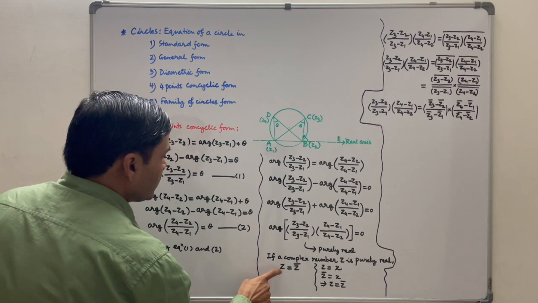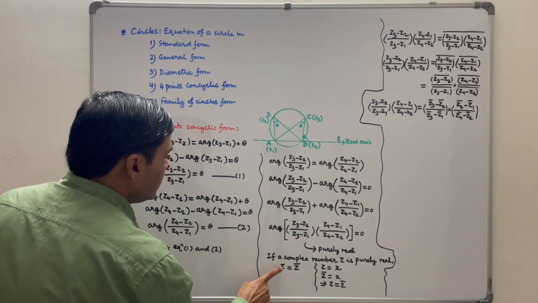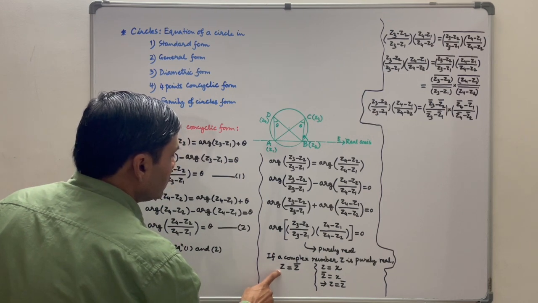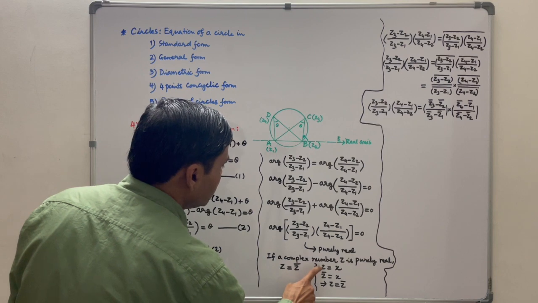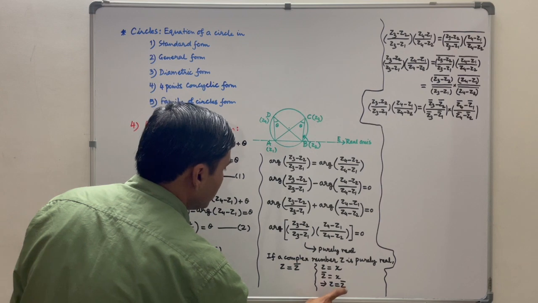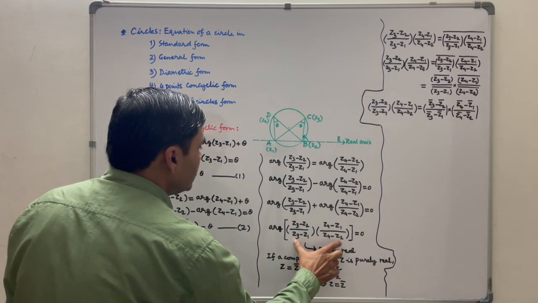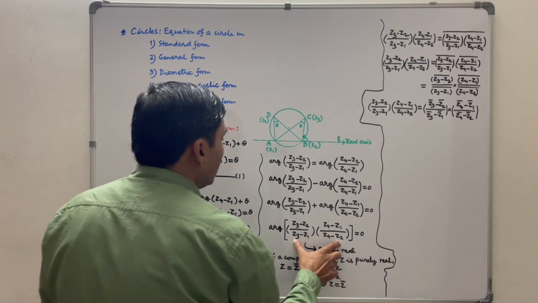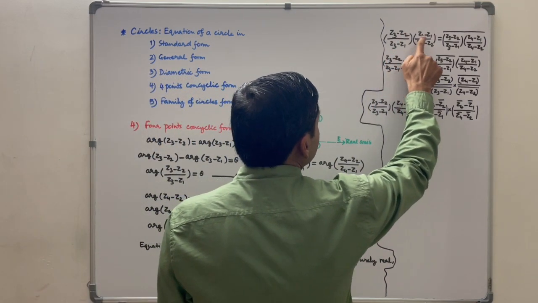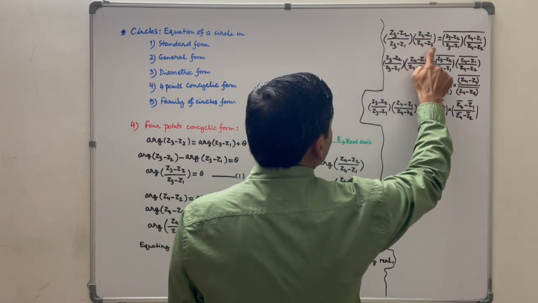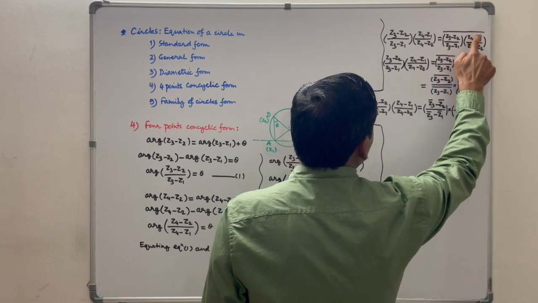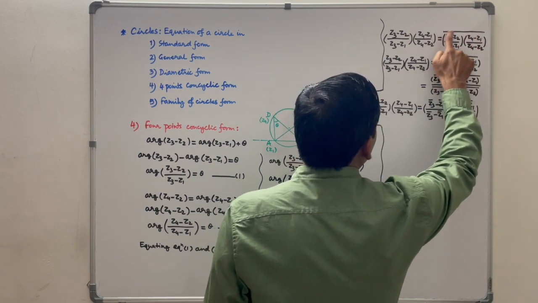Now suppose the complex number is z. So we can write z is equal to z bar if z is purely real. Let us see how. Suppose z is purely real, so we can assume z is equal to x. So z bar is equal to x. That means z is equal to z bar. Now we will write this is equal to this bar. So (z3 minus z2) upon (z3 minus z1) into (z4 minus z1) upon (z4 minus z2) is equal to ((z3 minus z2) upon (z3 minus z1) into (z4 minus z1) upon (z4 minus z2)) whole bar.